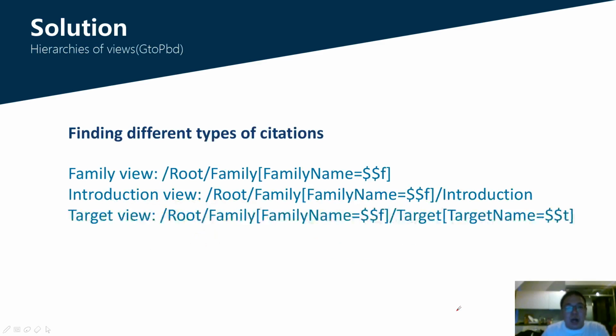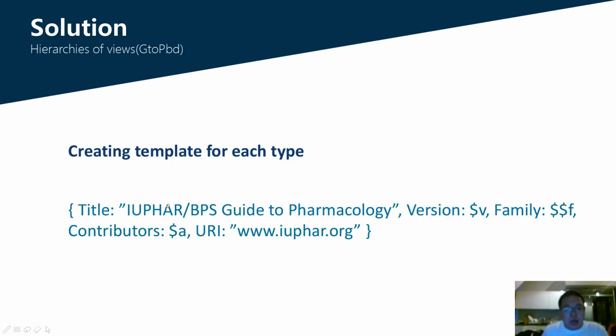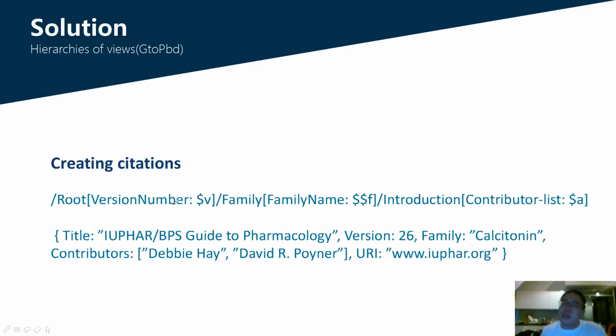And in the next part, I will introduce more detail about the G-tube. First, the owner defines the different types of citation views: the family view, the introduction view, and the target view. And the next part is creating a template for each type. And then researchers create the citation.